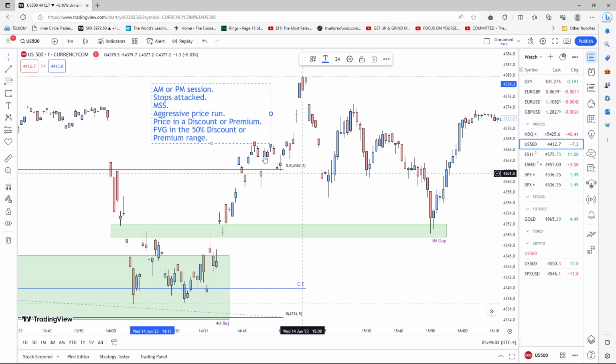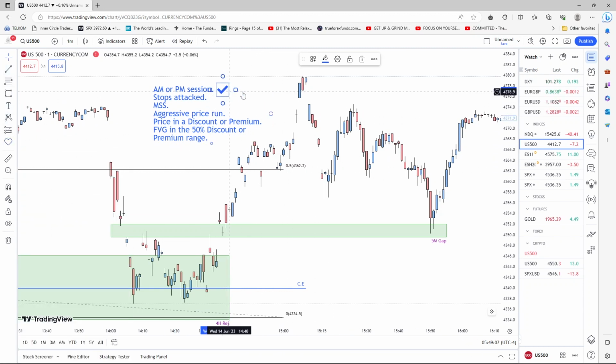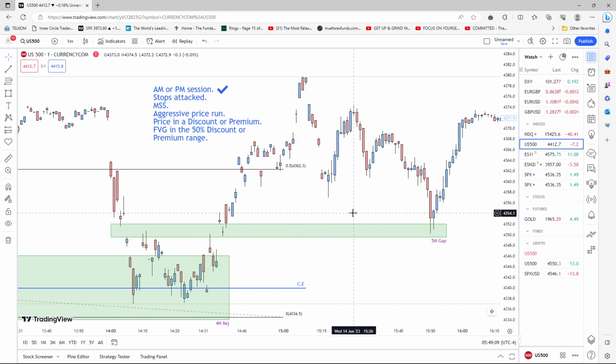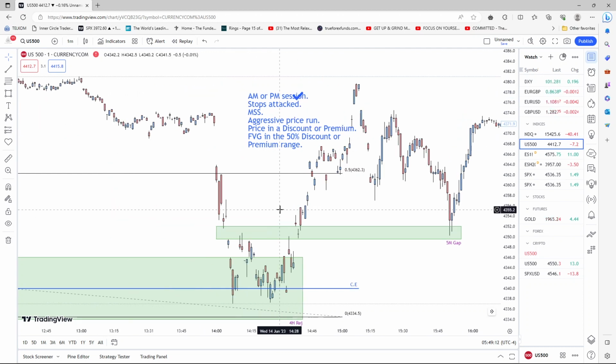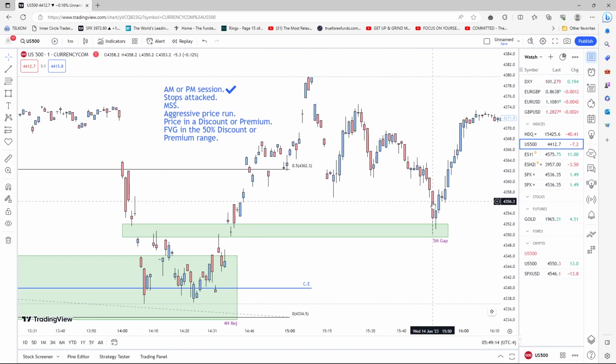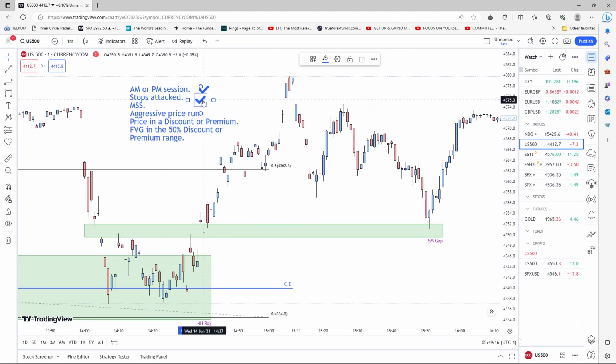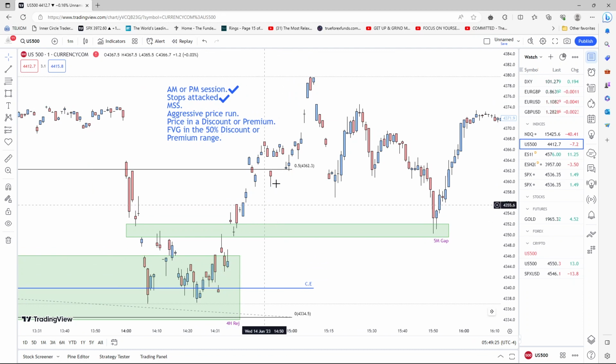We are below. There you go. Yes, stops attacked. Now in this case, yes, we attacked the stops to the left. Again, we had these stops in here, right? They got triggered, these ones. Okay, so stops attack. We had an aggressive price run. Yes, we did have an aggressive price run. Also, we had a market structure shift back there. We had that.